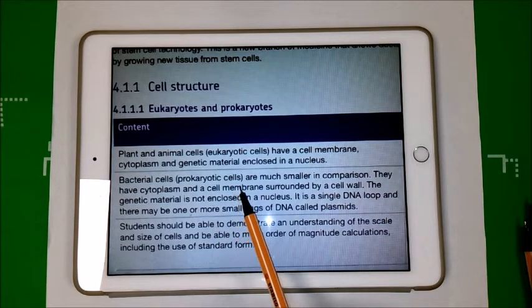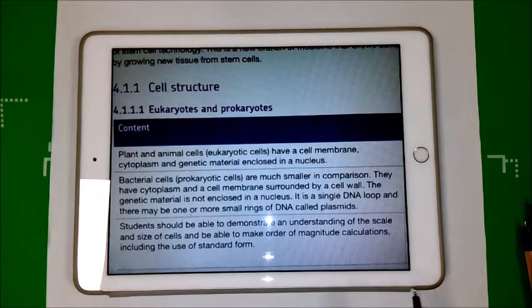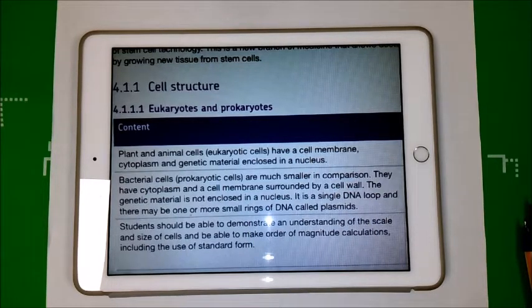Bacteria are more typical of prokaryotic cells. They're much smaller in comparison. In fact, bacteria are quite often smaller than a single organelle in a eukaryotic cell. They've got cytoplasm and the cell membrane still. This time it's always surrounded by a cell wall. The genetic material is not in a nucleus. Instead it's found in DNA loops, or it's found floating around in the cytoplasm in little rings called plasmids.